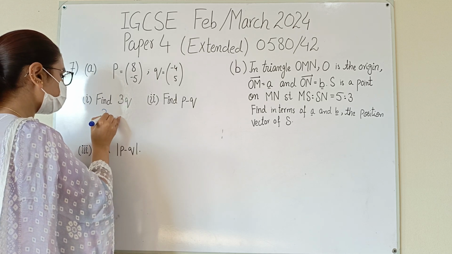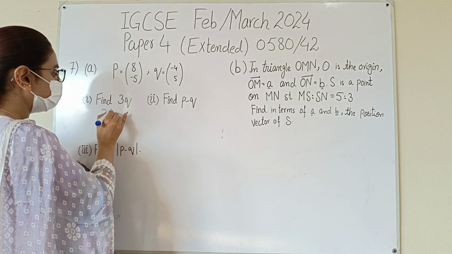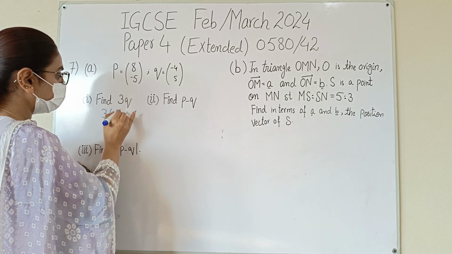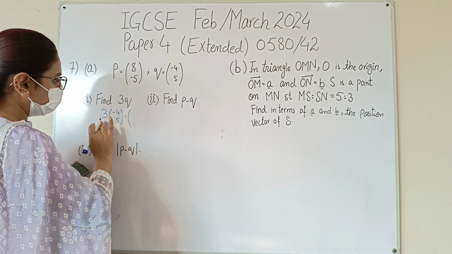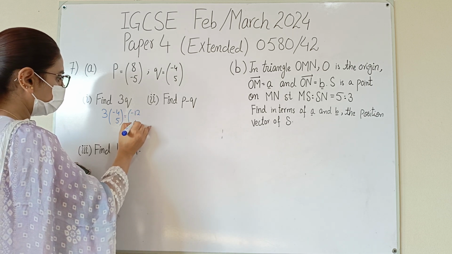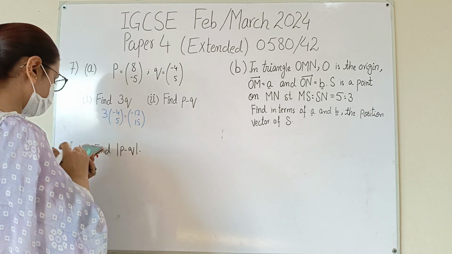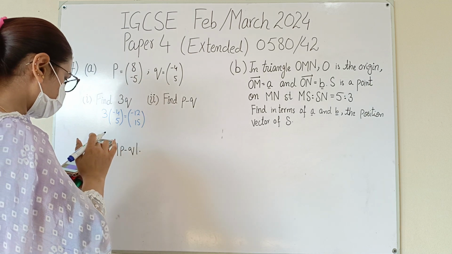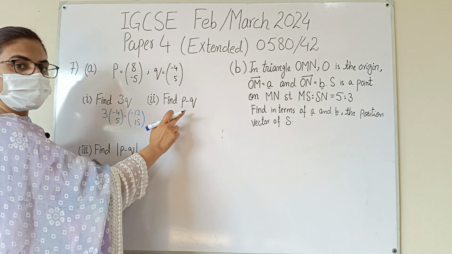Simply you have to insert the value of Q over here. The value of Q is (-4, 5). You have to multiply these two values by 3. 12 and 15 will be your answer. This was quite a simple part. Let's move toward the second part.